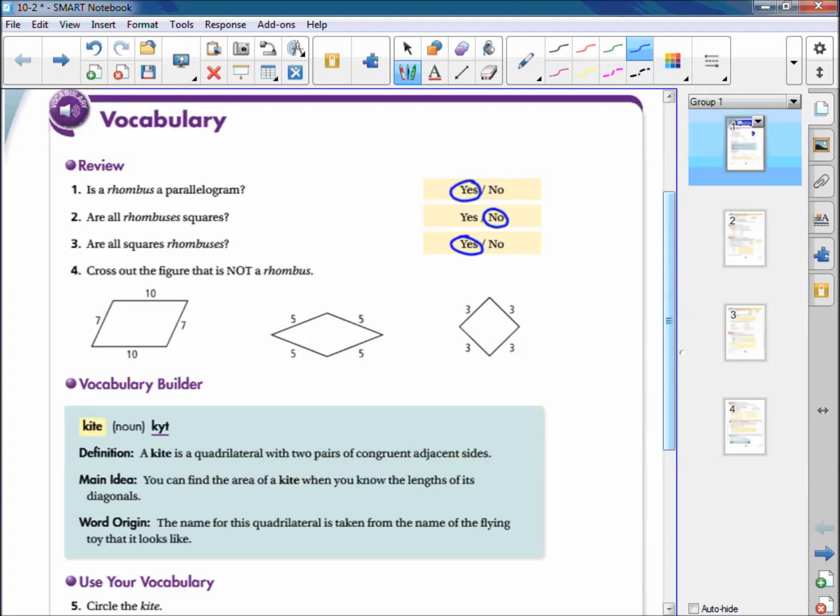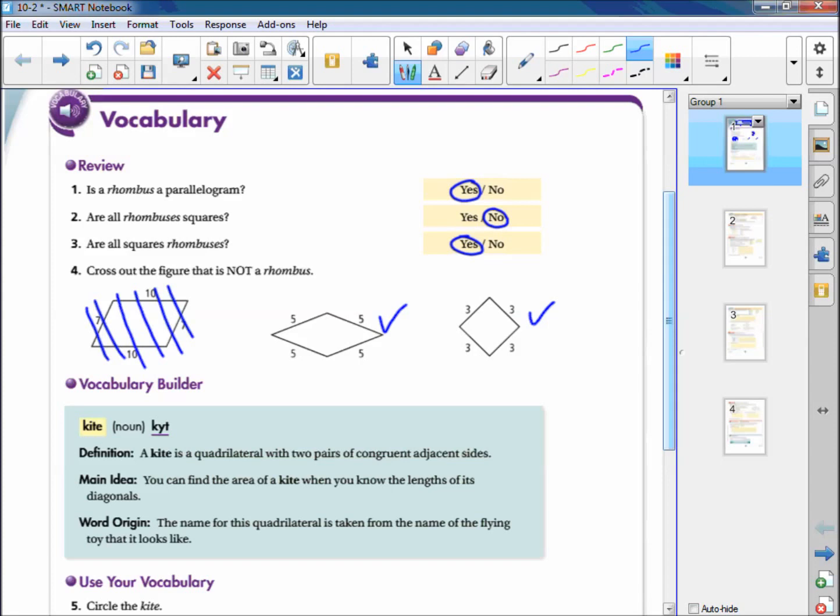Cross out a figure that is not a rhombus. So this one's a rhombus. All the sides are congruent. This one's a rhombus. All the sides are congruent. And this one is not a rhombus. Not all the sides are congruent. We have a 10 length and a 7 length.